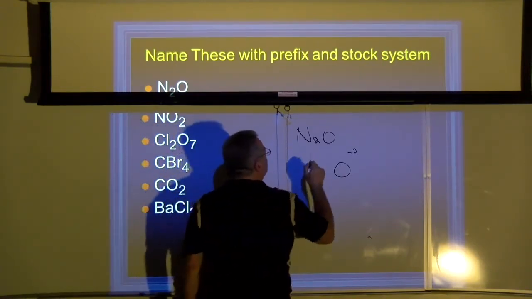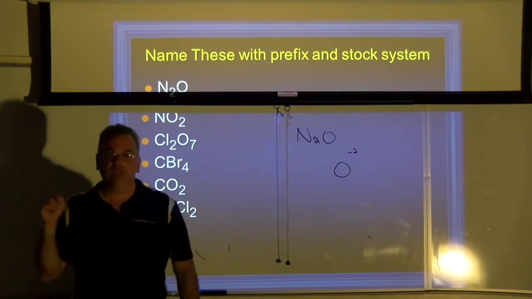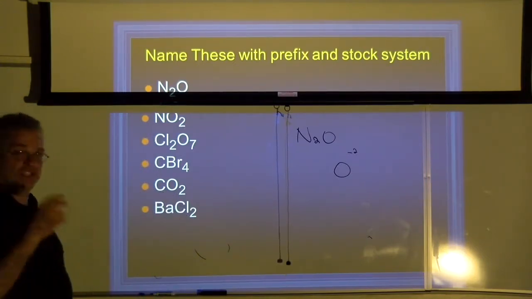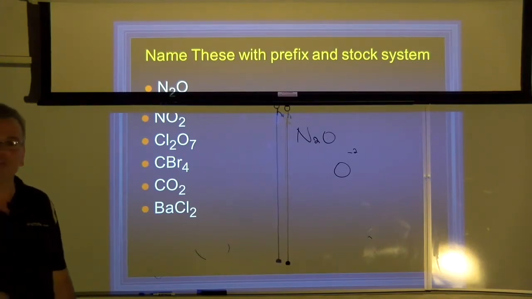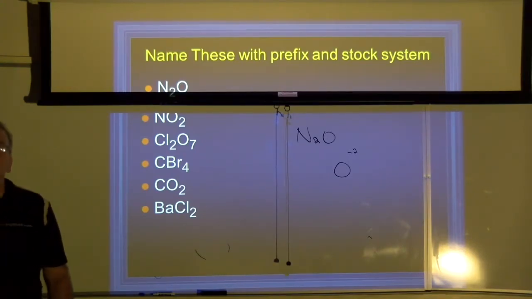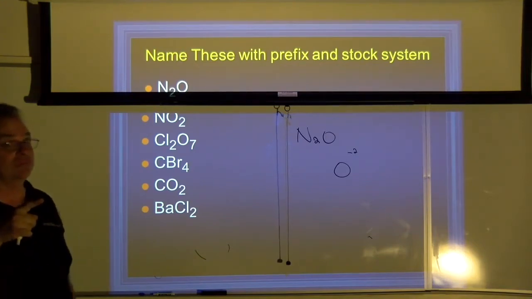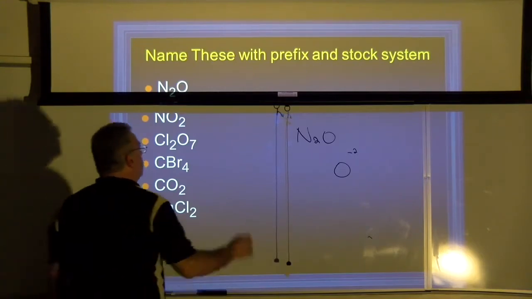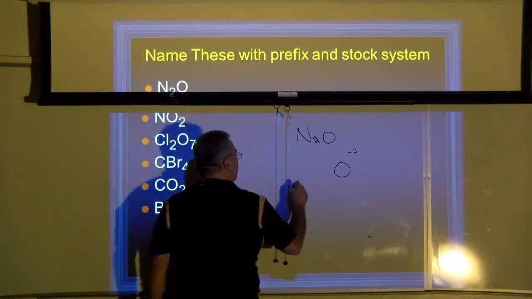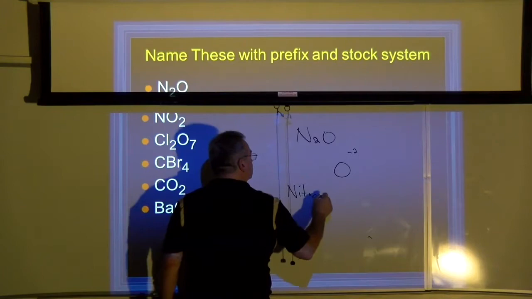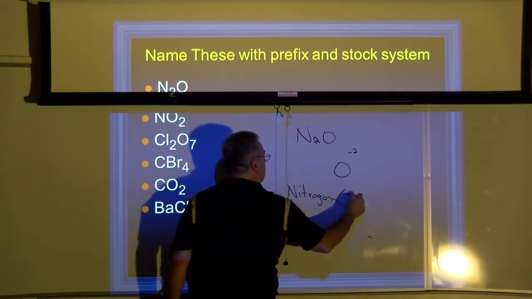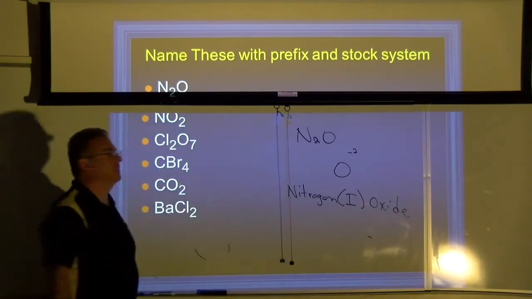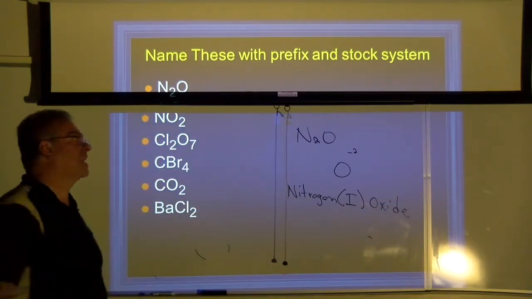So what charge does the nitrogen have to take in order to cancel out the -2 oxidation state of the oxygen? There's 2 of them. So each one must have what oxidation number? +2. Well, total. But each nitrogen atom would have a +1. So in the Roman numeral system, you would write nitrogen, Roman numeral 1, oxide. So that's how you would name dinitrogen monoxide using the Roman stock system.